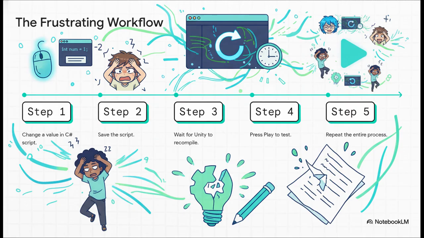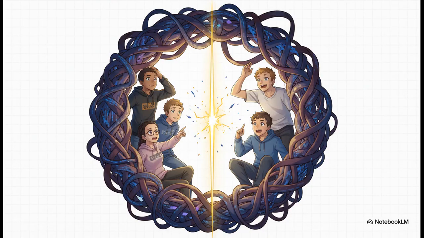Step 4, you finally get to press play and test that one single change. And almost every single time you hit step 5, you realize it needs another little tweak, and you are right back at the beginning of this horribly inefficient loop. This process doesn't just waste your time, it actively discourages you from experimenting, and it completely kills your creative momentum. It's a cycle that makes you hesitate. You stop trying out fun new ideas because it's just too much work. You start to settle for good enough instead of chasing that feeling of perfect.